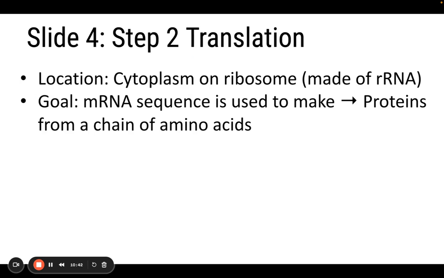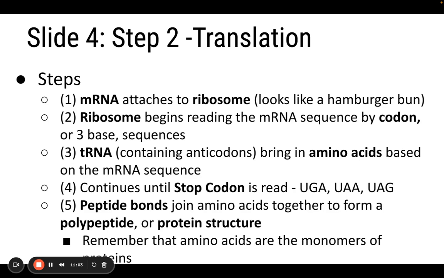So translation occurs in the cytoplasm, and it will happen on a ribosome, which remember, your ribosomes are made of rRNA. The goal of translation is that mRNA sequence, which was almost used like a photocopy of a gene, is used to make a protein from a chain of amino acids. Proteins, remember, are a macromolecule made up of amino acid monomers. So the steps of translation look like this.